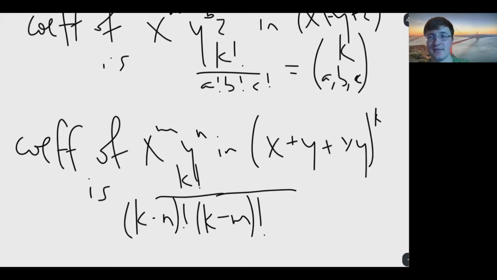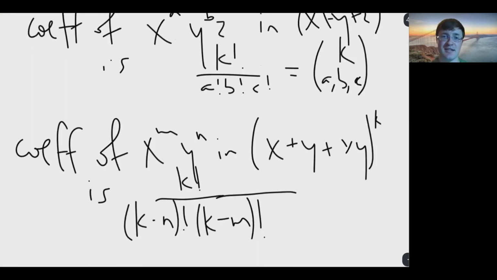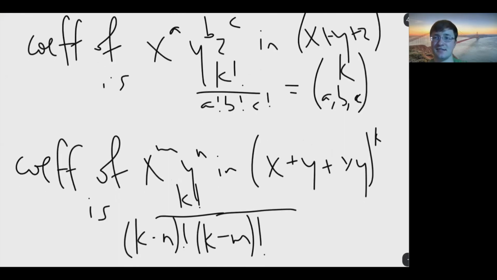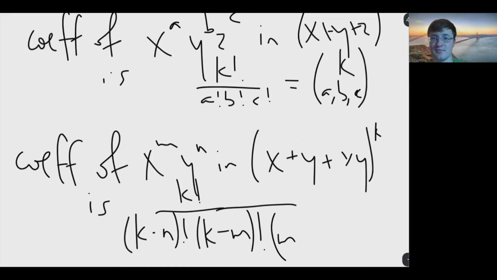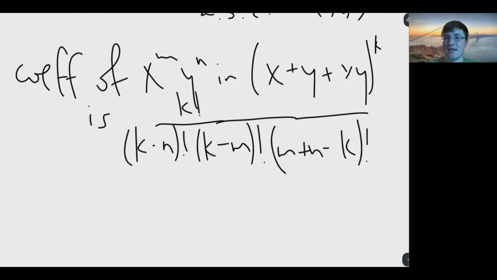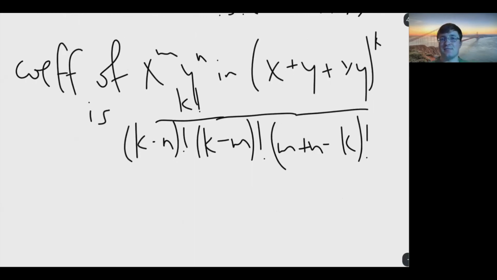Okay, and then finally, how many xy's? Well, k minus whatever that is. So these two add up to 2k minus m minus n, and altogether I need a k, so that's m plus n minus k factorial. And as a quick check, you can verify that the denominators, those terms add up to k. Okay, and then we just take the sum over all k's. Well, with most k's, we'll get 0, but that doesn't matter.